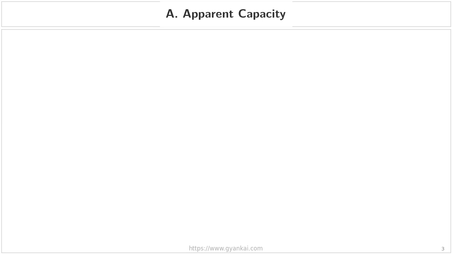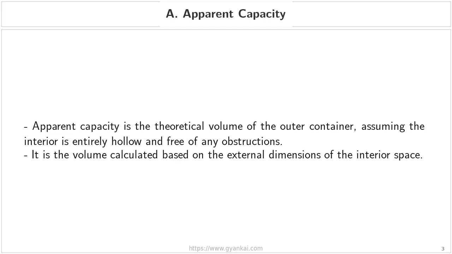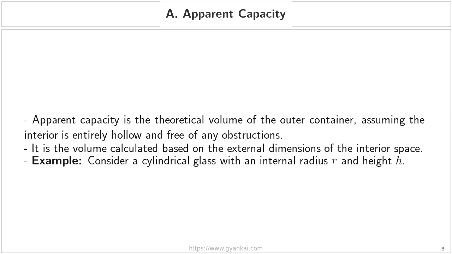Apparent capacity. Now that we understand the general concept of capacity, let's dive into our first specific term, apparent capacity. Think of apparent as what we see at first glance. Apparent capacity is the theoretical volume of the outer container, assuming the interior is entirely hollow and completely free of any obstructions or objects taking up space. Essentially, it is the volume we calculate based solely on the external dimensions of the interior space, as if nothing else were inside it. To make this concrete, let's look at an example.